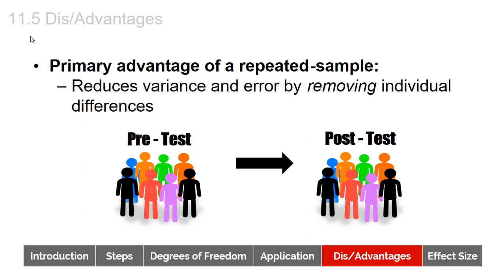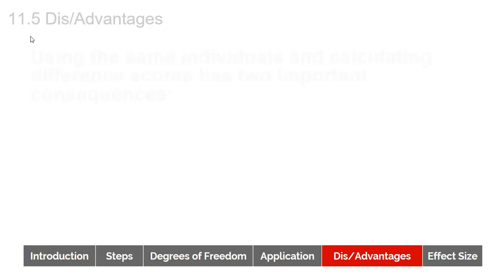But the primary advantage of a repeated samples t-test is it reduces the variance and error by removing individual differences. You're using the same people at pre-test and post-test. So all of the things that might be sort of peculiar about that one person are going to stay consistent from pre-test to post-test. In other words, you are eliminating other factors that might explain the result that you're seeing.